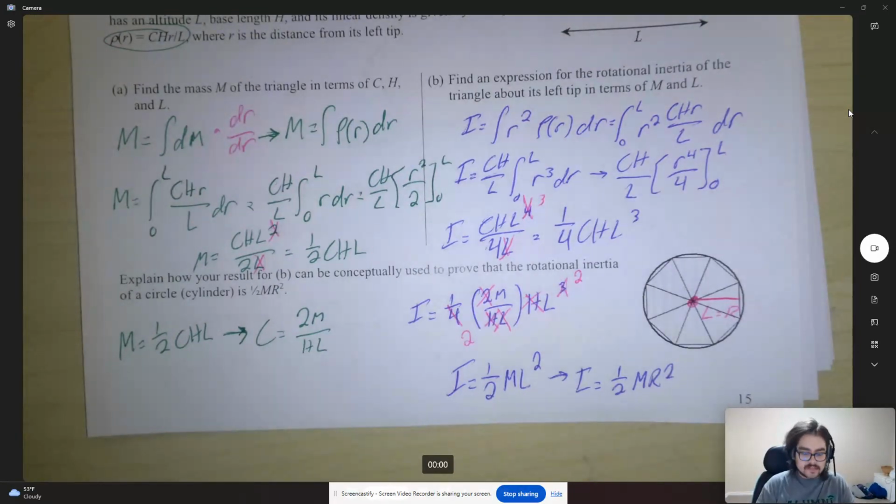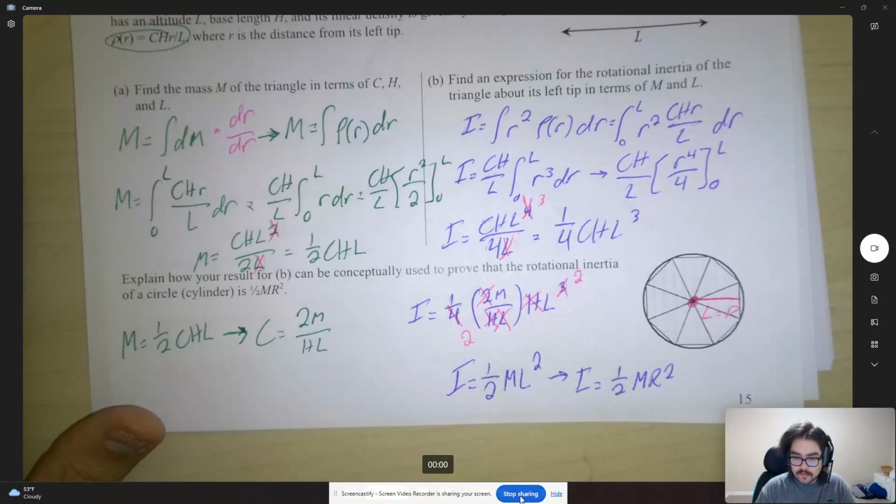All right, well, that is integrating to get rotational inertia, and that's the end of this unit. So live, laugh, love.